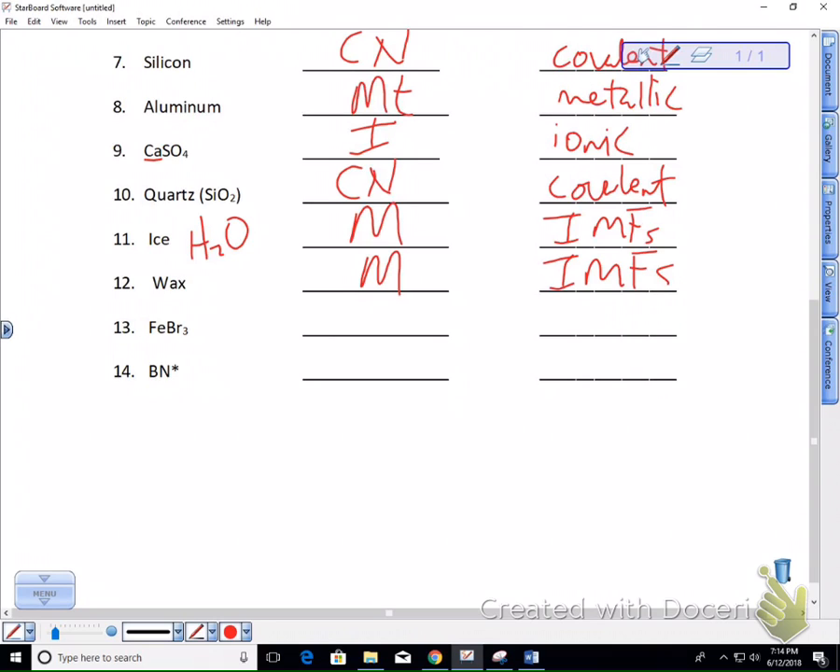Iron(III) bromide, the presence of the metal, ionic. And then number 14 was this little nice slice of heaven here. I put an asterisk next to it because it is actually pretty hard, difficult. It's also hard, but I meant difficult. Boron nitride has a metalloid. So that, again, that metalloid, and it can go into 3 dimensions with boron through sp2 hybridization, we're actually going to get a covalent network held together by covalent bonds.